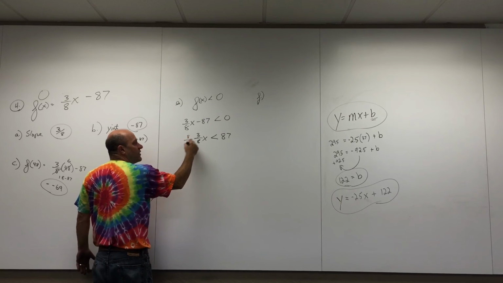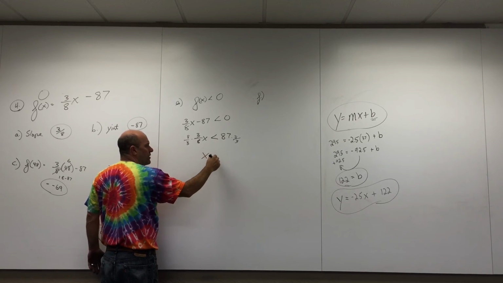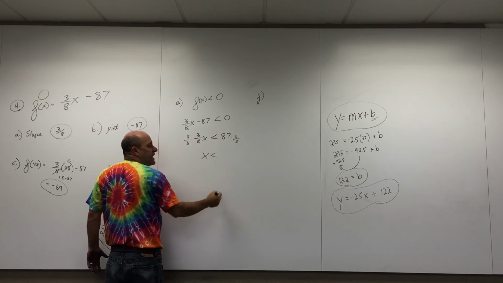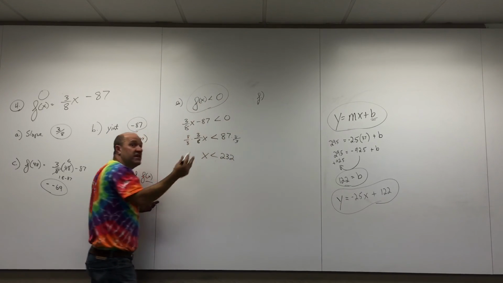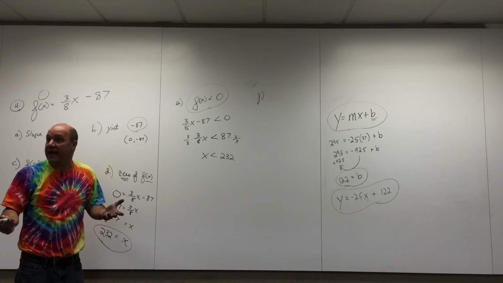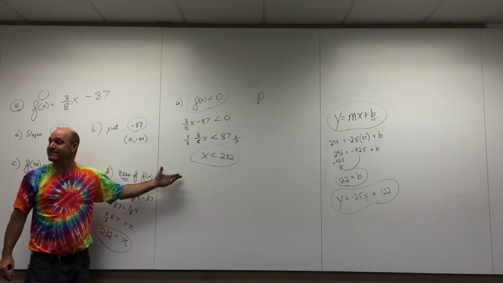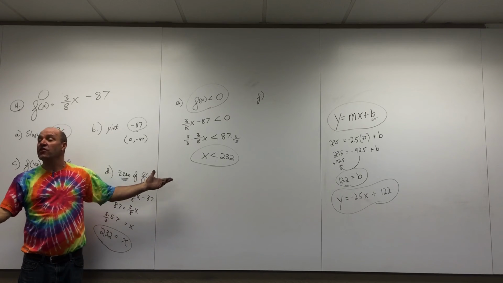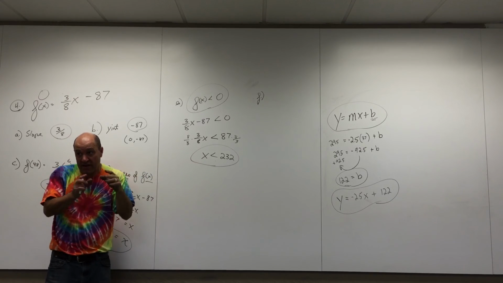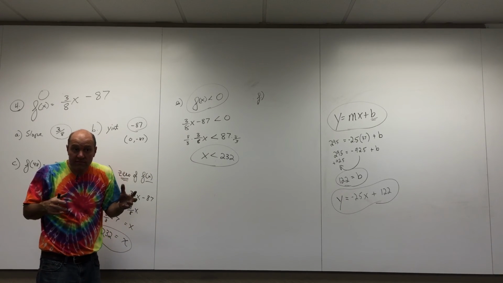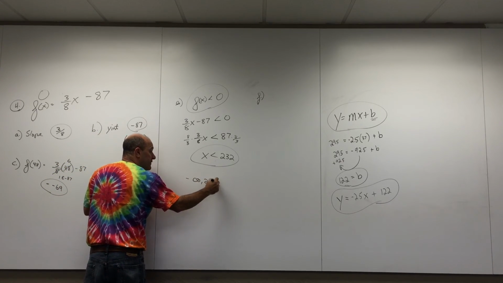I'm going to multiply by 8/3. So x, do I switch the inequality now? No, I don't. Thank you. So I multiply by 8/3 and I get 232. And I guess the answer is, when is the function less than 0? The function is less than 0 when x is less than 232. I guess that's my answer. Oh, they wanted an interval. Okay, that's sort of an interval, but if I wanted to write that in interval notation, I would write negative infinity to 232. Yes, sir. Right.